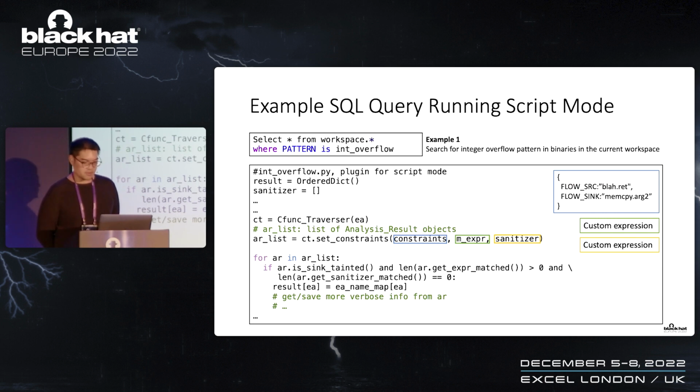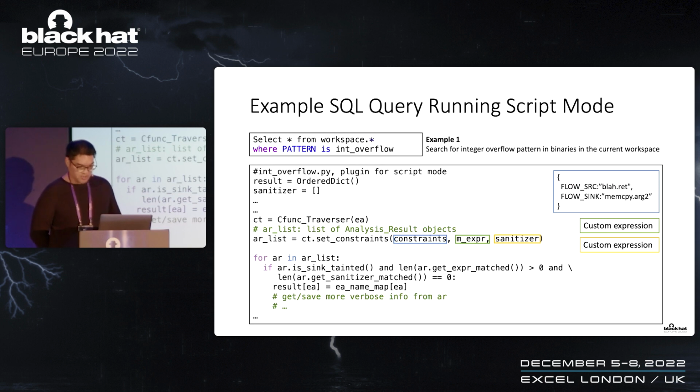In this example, the query invokes a plugin called int overflow, which searches for integer overflow expressions. Here, cfunc traverser is the key API that's used to traverse the C trees and control flow graph. The setConstraint function allows us to do flow intent analysis. By passing the first argument, constraints, we effectively define the scope. The second argument is optional, and it's an expression pattern that represents the code pattern that the traverser should look out for while it traverses the tree. In this case, it's looking for the integer overflow expression pattern.